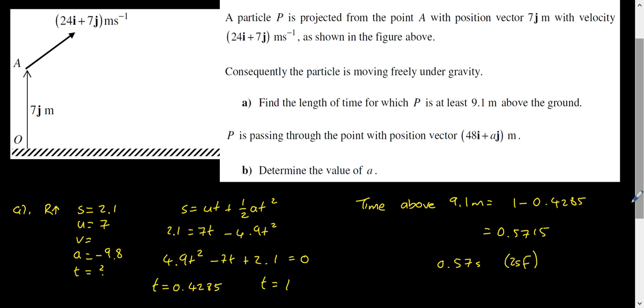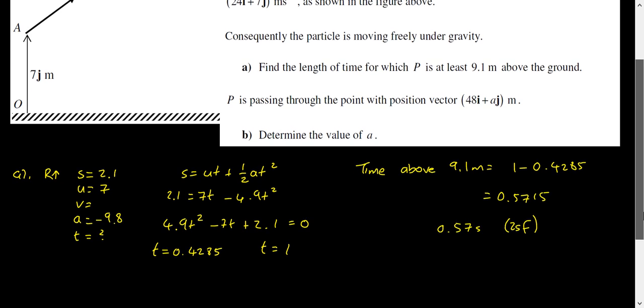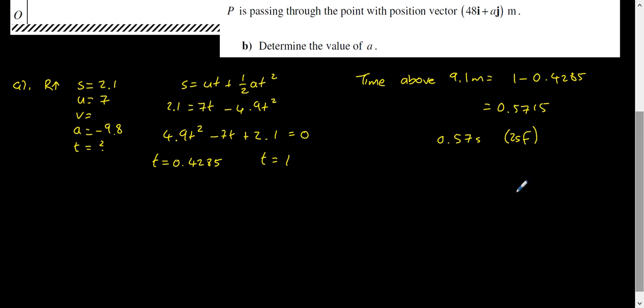So for part b, this projectile is going to pass through the point with the position vector 48i plus aj. All right, so that means relative to O, it's going to be 48 meters to the right and a meters up. We need to work out what the height is at that point. Effectively we're being asked, when it's traveled 48 meters horizontally, what's its height? You might be thinking, how on earth do I go about that? But let's have a look.